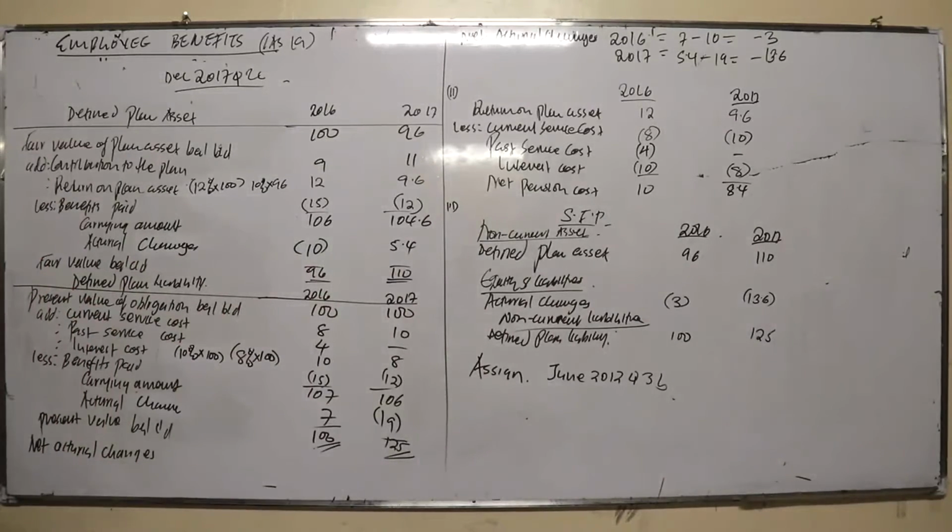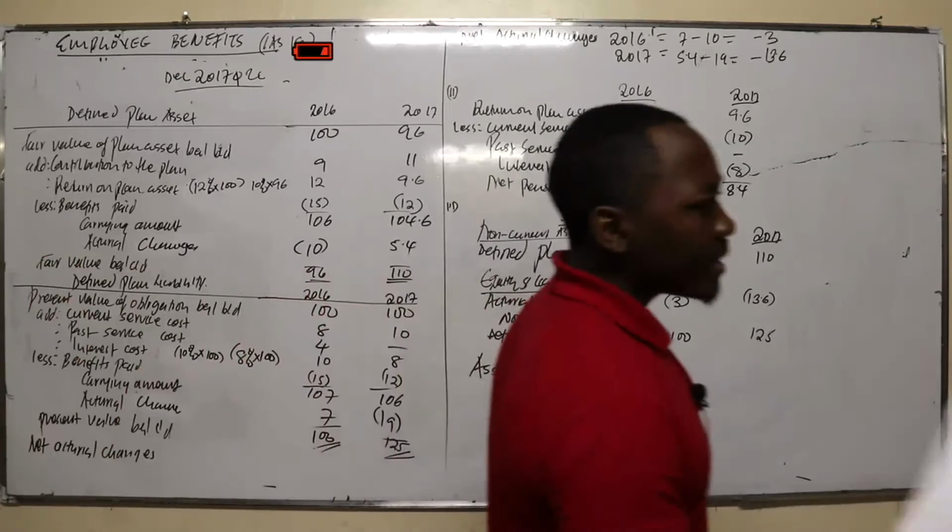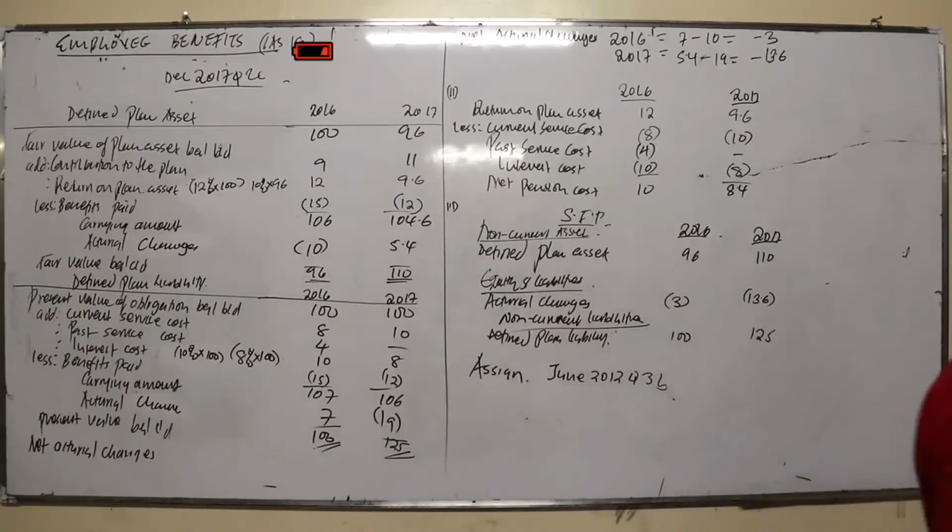Required: A, statement of changes in net asset. Number B is the statement of net asset. And you have the solution with you there. So, good. And that's the end of that topic.